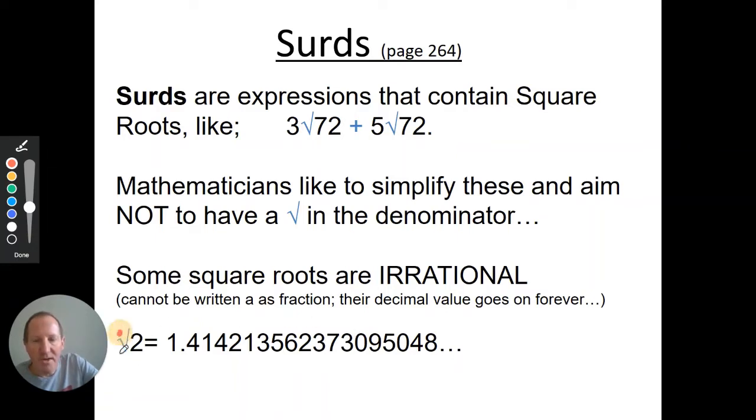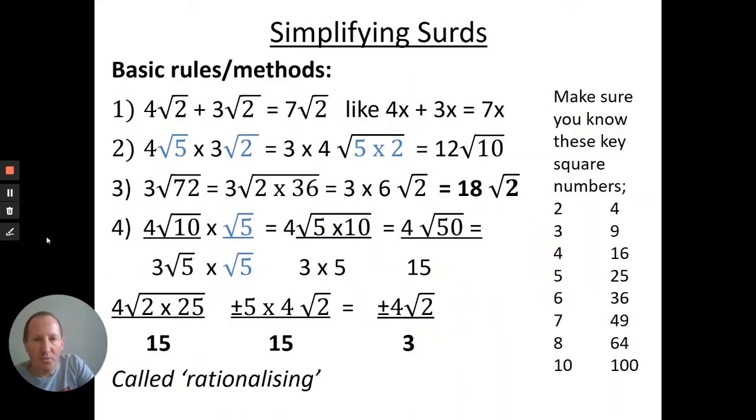Anyway, a really famous irrational number is root 2, which is 1.4142 and goes on forever. You can look it up on the internet and see some wonderful history about it at the top of page 264 and Pythagoras' hatred of those irrational numbers. I'm going to now take you on to the important bits and talk to you about the 4 rules that you need to know for simplifying these surds.